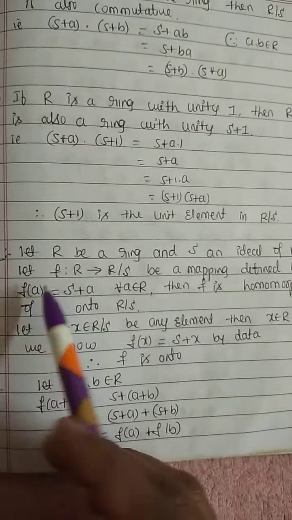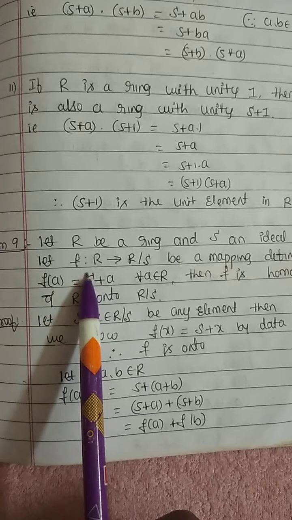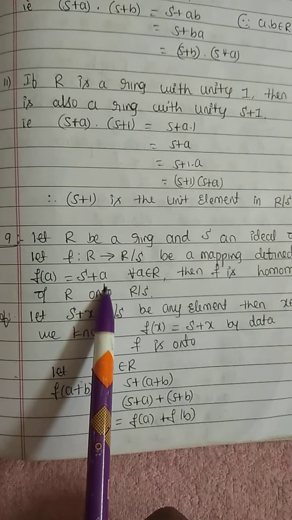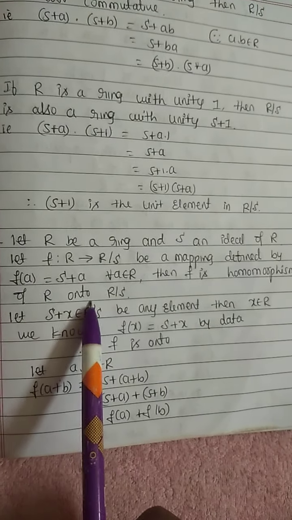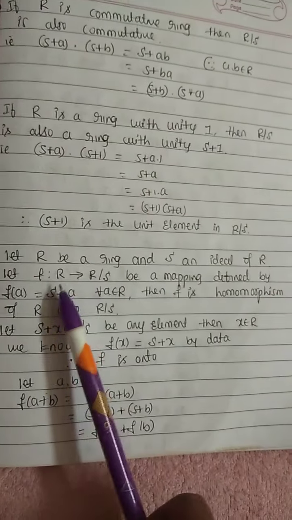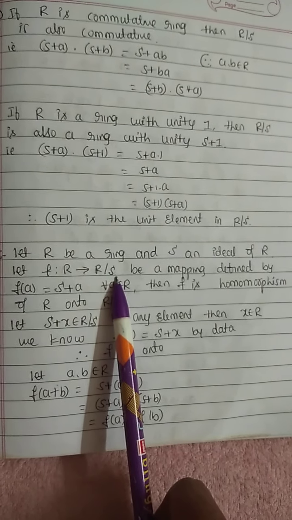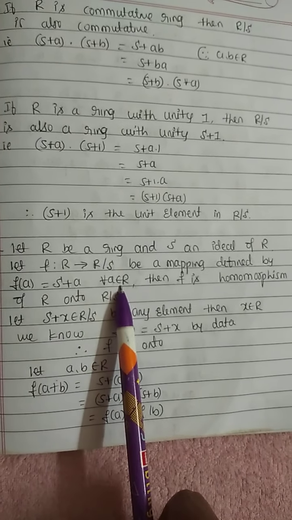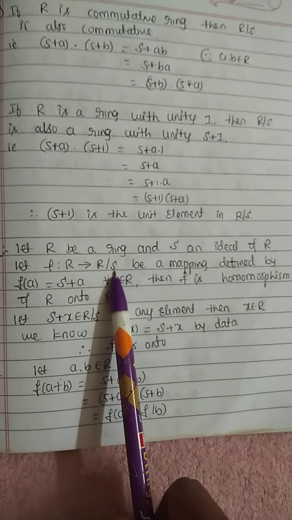Theorem number 9. Let R be a ring and S an ideal of R. Let f from R to R by S be a mapping defined by f of a equals S plus a for every a belongs to R. Then f is a homomorphism of R onto R by S. Here R is a ring, S is an ideal of R. The mapping f maps from R to the quotient ring R by S, defined by f of a equals S plus a, where a is an element of R. Then we have to show that f is a homomorphism of R onto R by S.